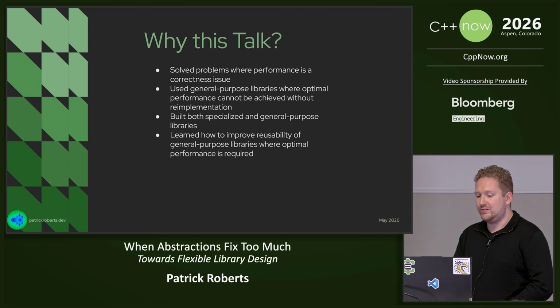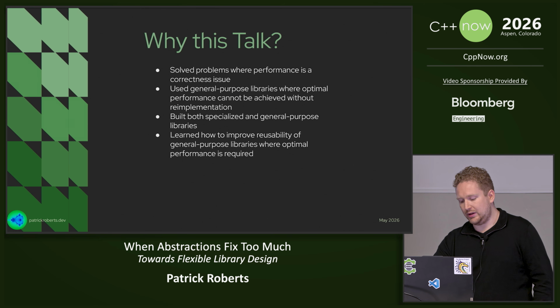Personally, I've built both specialized and general purpose libraries for various purposes. And through that experience, I've learned how to implement some techniques to make general purpose libraries more reusable in the context of special purposes where performance is a first priority requirement for that library. And so I want to share this toolbox of techniques that I've developed and show how this works in a general abstraction.